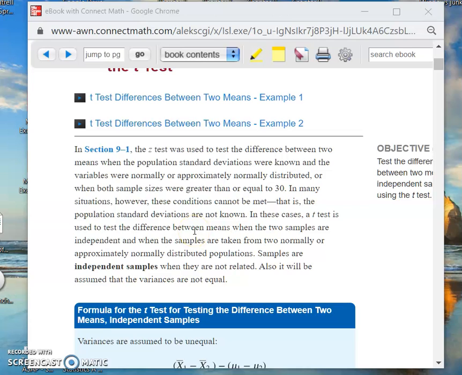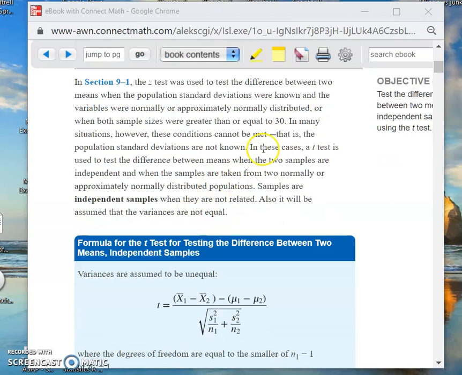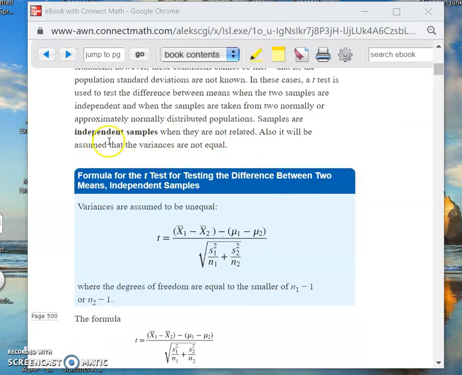In many situations, these conditions cannot be met. Maybe the standard deviations are not known. In that situation, you use a t-test. A t-test is used to test the difference between two means if the two samples are independent. So they do have to be independent. That's a hard requirement. And the samples are taken from two normally, or at least approximately normally, distributed populations. We talked about before, when do we say a sample is independent or not independent? It's either independent or it's dependent. So this is the scenario where they are dependent.